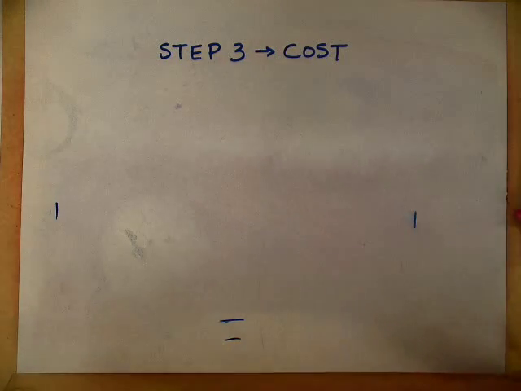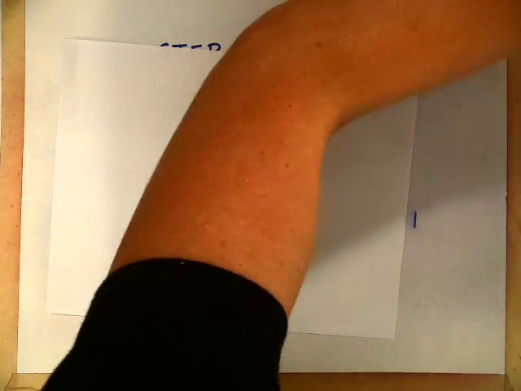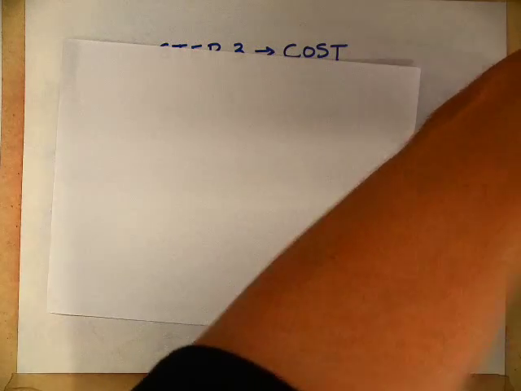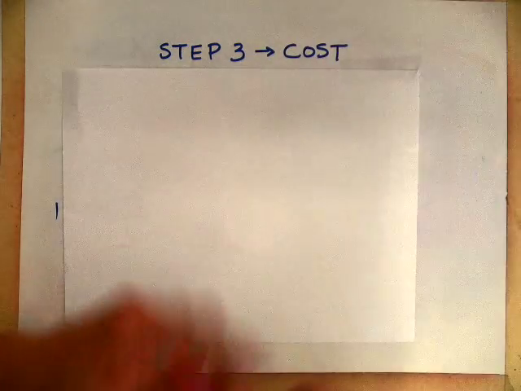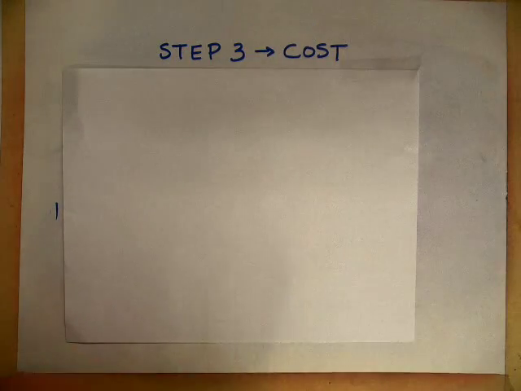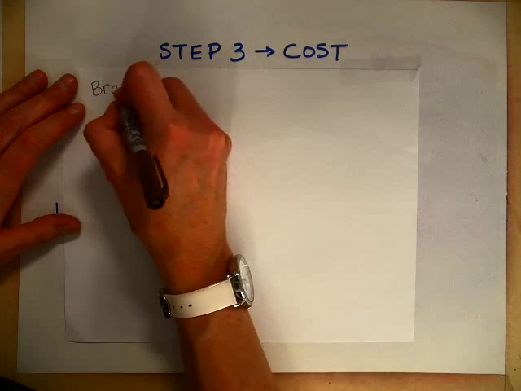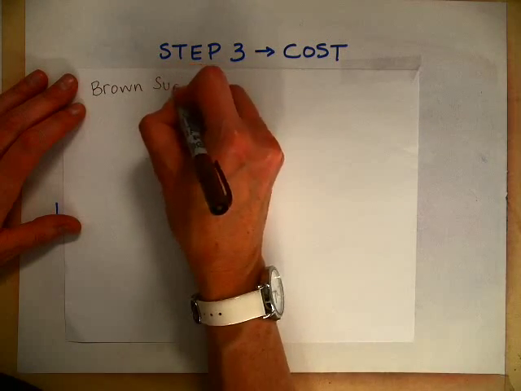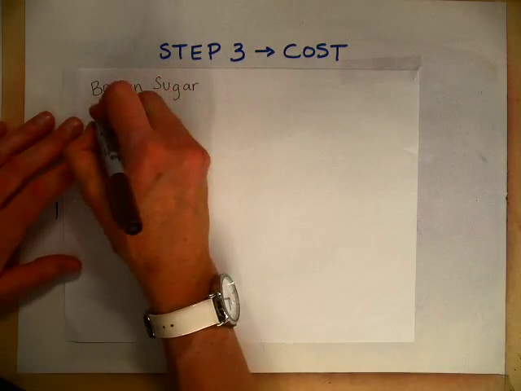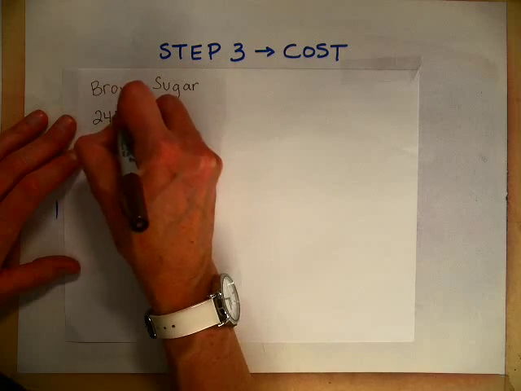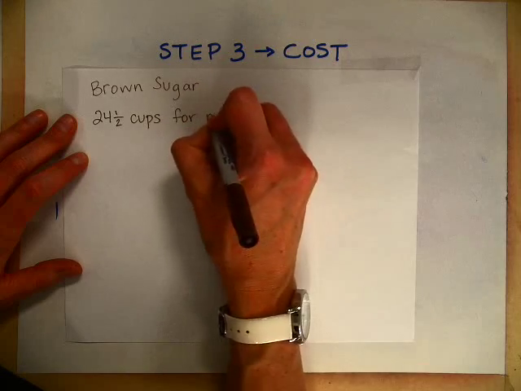Okay, so we're going to start doing this problem. So I'm going to write some of my information up the top that's relevant, like that this is brown sugar. Ooh, I'll use brown for brown sugar. Brown sugar. Okay? I need 24.5 cups for my modified recipe.